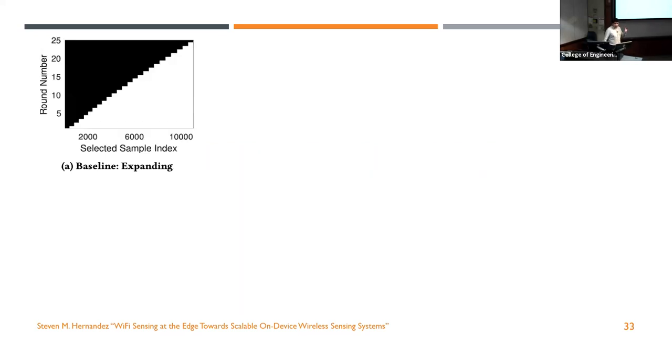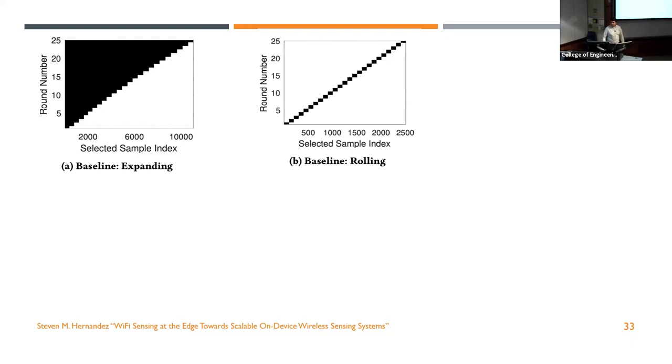All right. So here, what we have is one baseline measurement. On the y-axis, we have the round number, from 1 all the way to 25. Each of these black pixels indicates which sample was stored in the buffer. In the expanding case, every time we see new samples, they get stored in the buffer. So each round, the buffer gets larger and larger until it sees all of the samples that we collected. In the rolling case, we only took the most recent. So you can see that none of the samples are retained over multiple rounds because we see too many samples.